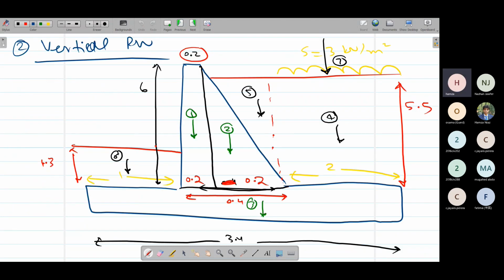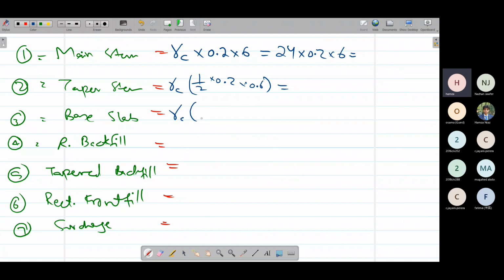For the base slab, it's again a rectangular portion. The thickness is 0.45 meters. So gamma of concrete, again it is made of concrete, times 3.4 times 0.45.